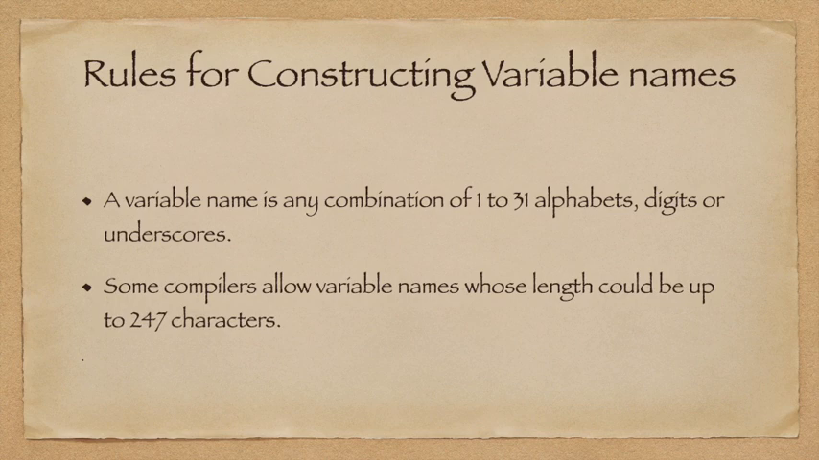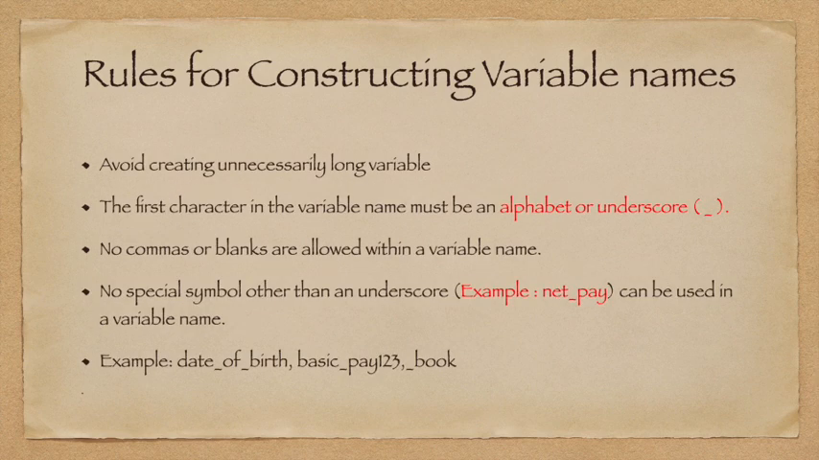When we construct the variable name, it has to be a combination of 1 to 31 alphabets, considering both uppercase and lowercase, digits, and/or underscores. Some compilers allow variable names up to 247 characters. While constructing the name of a variable, we should avoid creating unnecessarily long variables, because it is us as programmers who have to keep on typing those variable names while writing the code.